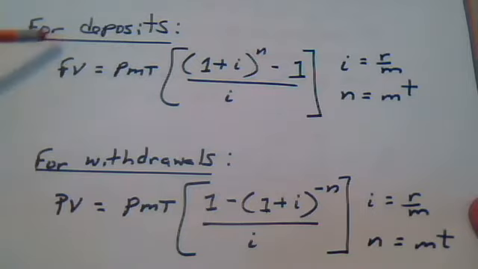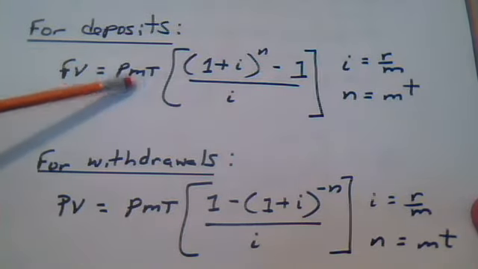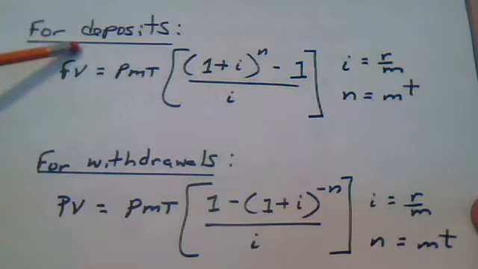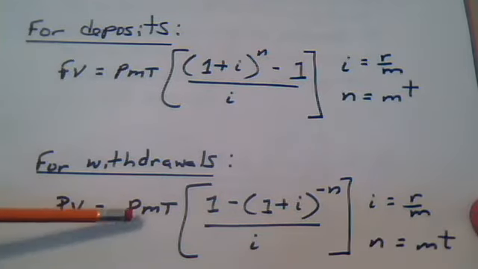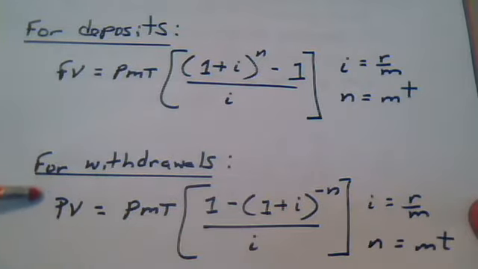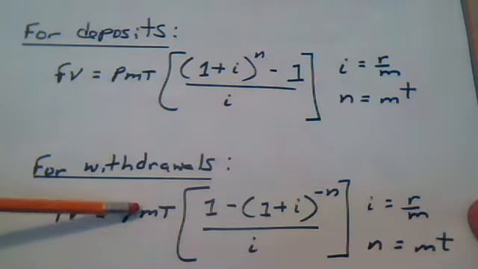And notice how this makes sense. This should be a future value because we're making deposits. So at some future time, we have accumulated a certain future amount. For the withdrawal, there should be an amount there already, and we're going to withdraw this, the PMT.